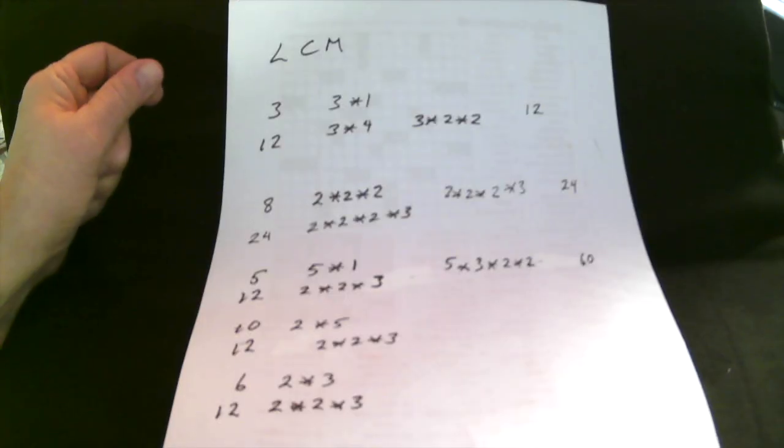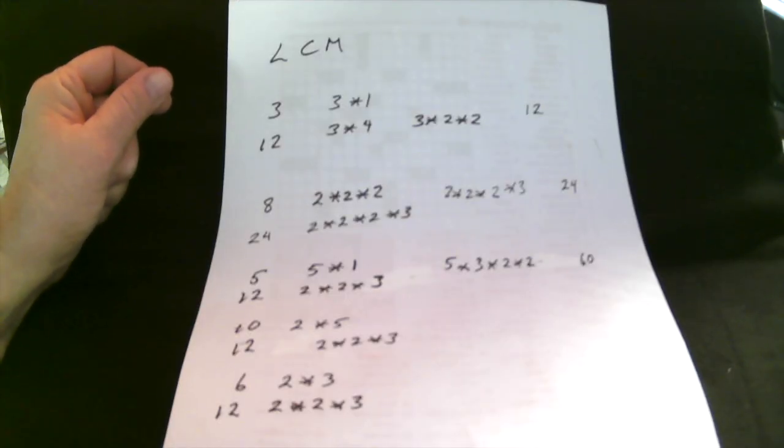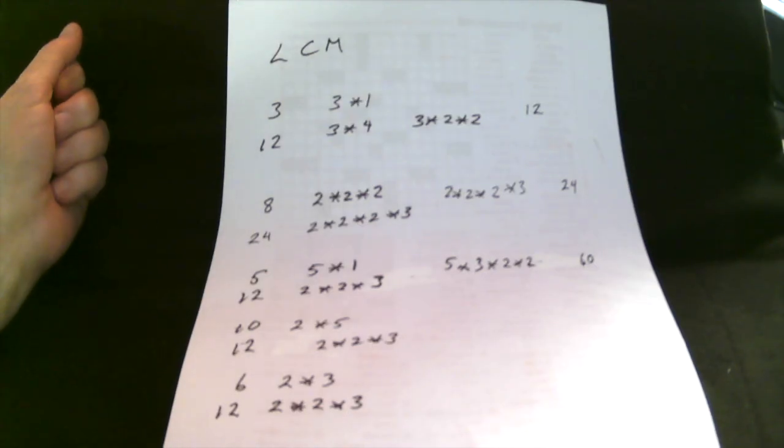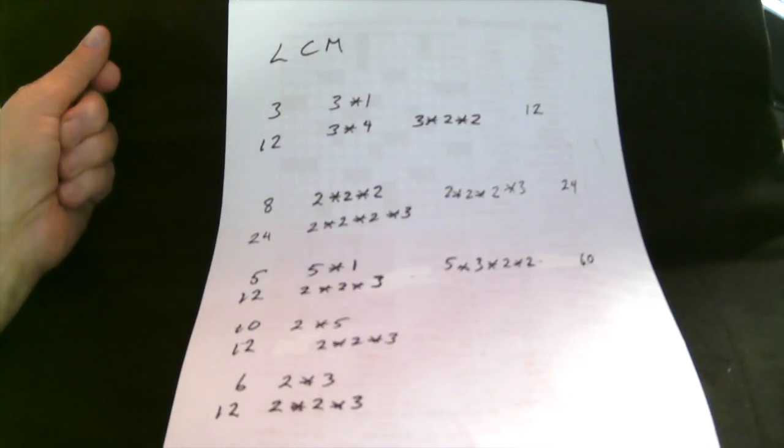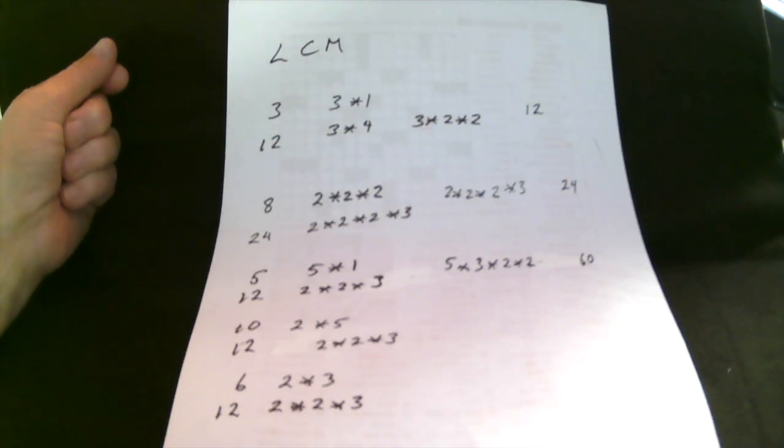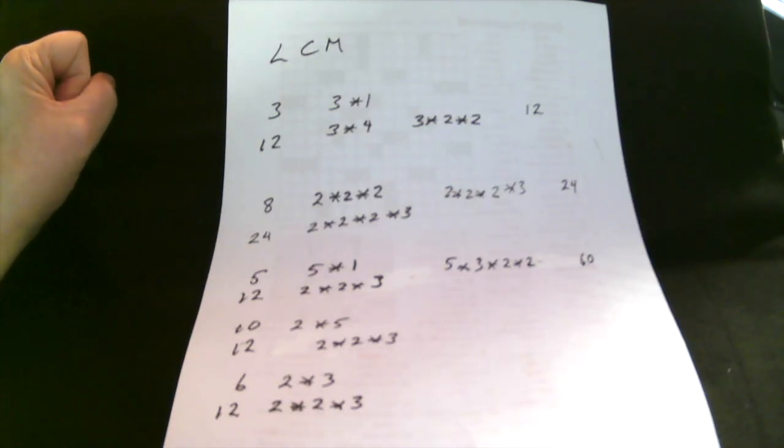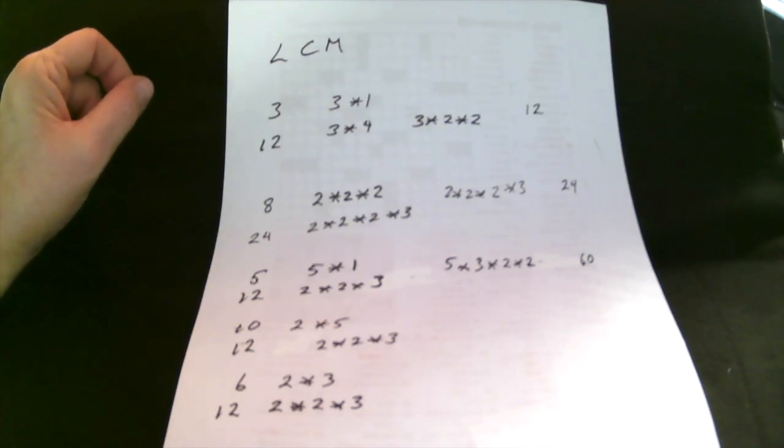So let's use some prime factoring to find some least common multiples. Between the numbers 3 and 12, 3 times 1 is 3, 3 times 4, which is 3 times 2 times 2, is 12. The 3 shows up in both one time, so we'll use one 3. 4 is 2 times 2, and 3 times 2 times 2 is 12. So our least common multiple is 12. 3 goes into 12 4 times, 12 goes into 12 once. It is a multiple of each of them.